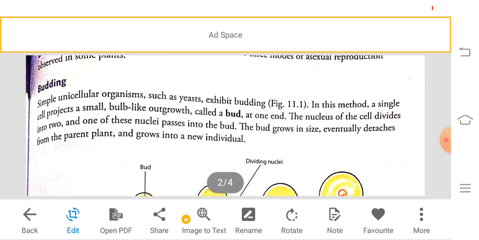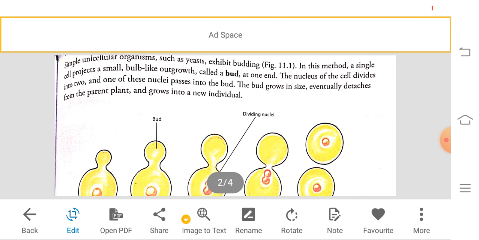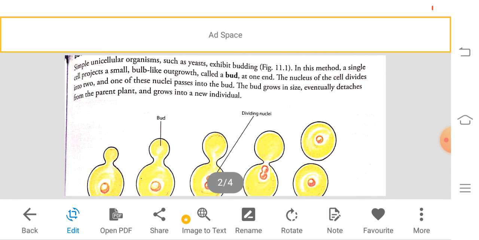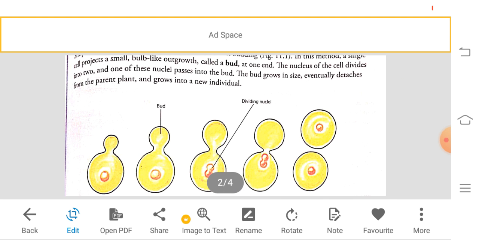In simple unicellular organisms such as yeast, you can understand easily through the diagram. In a single cell microorganism, a single cell projects a small bulb-like outgrowth. You can see here, this is a bulb-like outgrowth. This outgrowth, which is also called a bud, grows at one end, and slowly the nucleus of the cell divides into two, and one of the nuclei passes into the bud. The bud grows into a bigger size, and finally detaches from the parent plant and grows into a new plant.